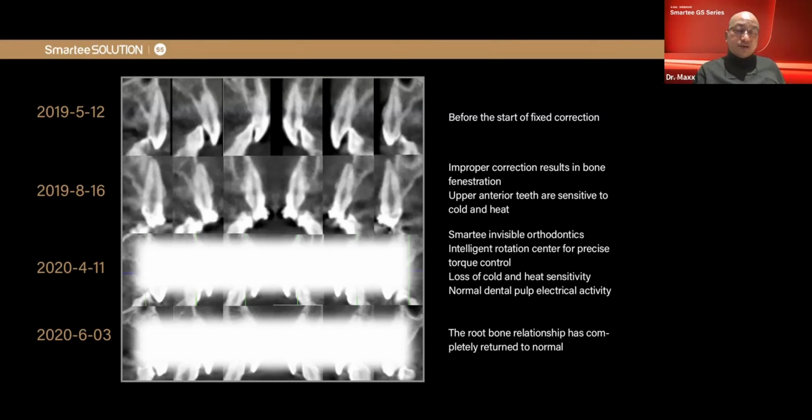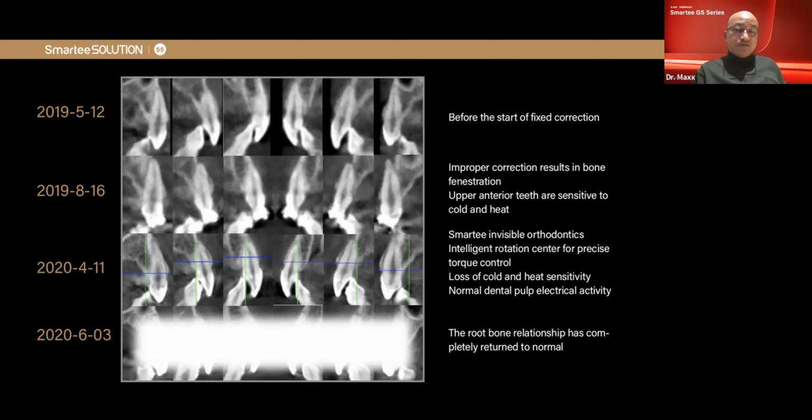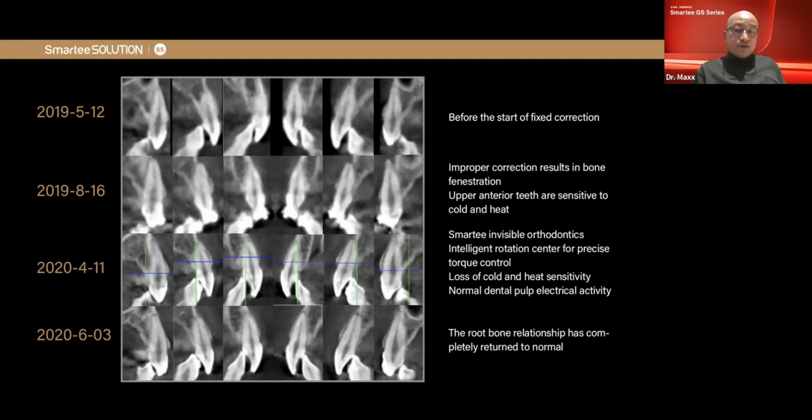And after 7 months, the patient felt better of the sensitivity to cold and heat. And the dental pulp is quite good. It's quite healthy again. So we can find that the roots are already back to the bone. And 2 months later, the root and the bone relationship is completely back to normal.